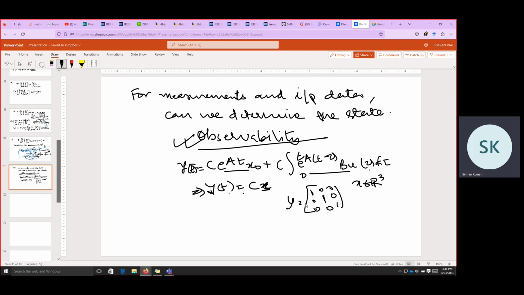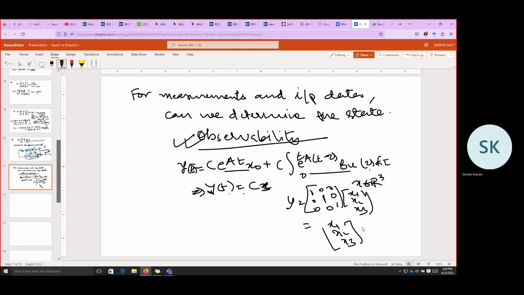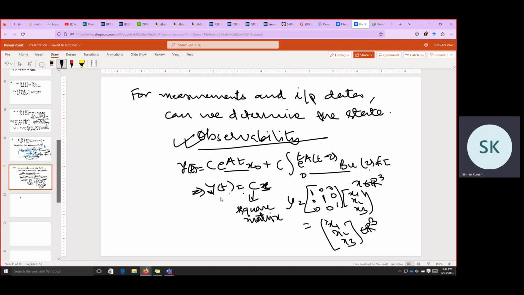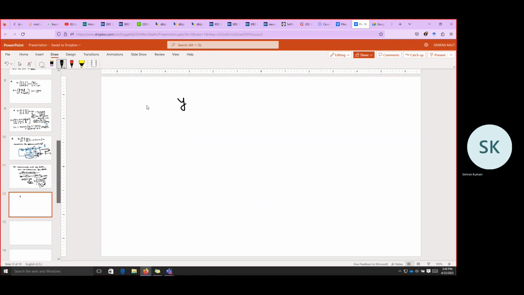In that case, what is y? y is equal to C into x, and this is simply x1, x2, x3, which belongs to R to the power 3 again. So if this is a square matrix, we have this state, we can find the output. If we have this measurement and we have this C matrix, we can find the state. So this is simply C inverse y.